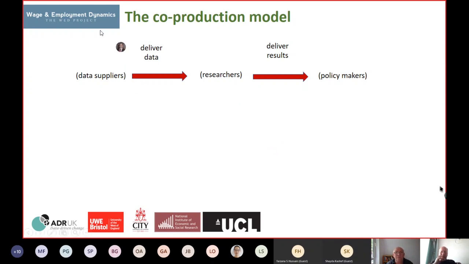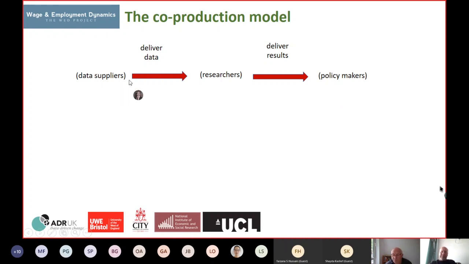We have data suppliers, organizations such as ONS. They collect vast amounts of data, they make this available to the researchers. Researchers carry out their research, deliver results to the policymakers. And there is a sort of relationship here that data is delivered to the researchers, results are delivered to the policymakers. Now, that's not entirely one way.